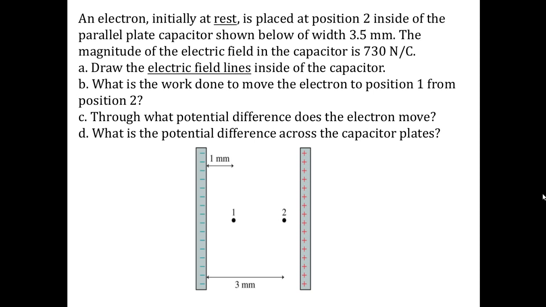So we're picking up in chapter 16. We've done a problem similar to this, where we had a parallel plate capacitor and a charged particle undergoing some displacement. We had to find the work done, find the speed of the particle, and then find the potential difference through which the particle moves.